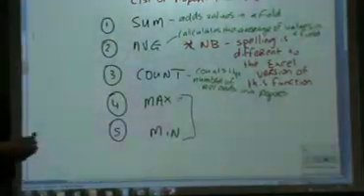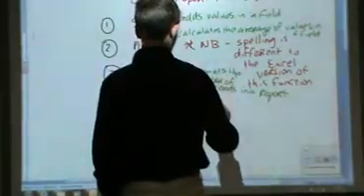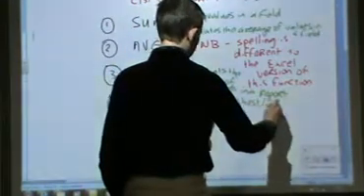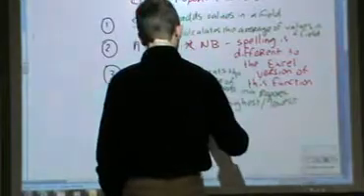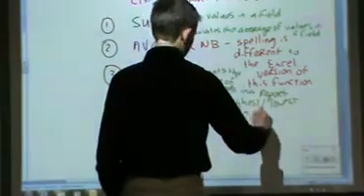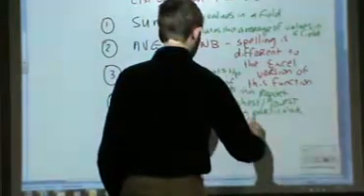Max and min find either the highest or the lowest value in a particular field. These two here, sum and average.